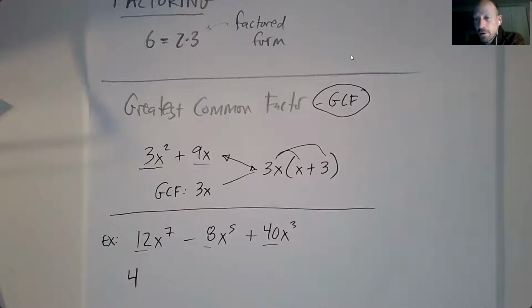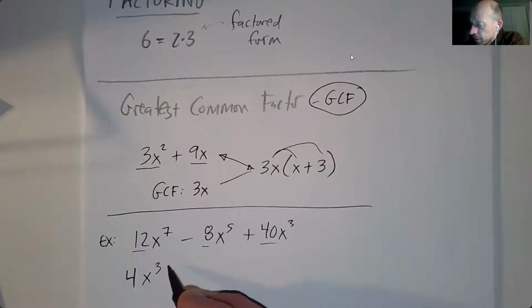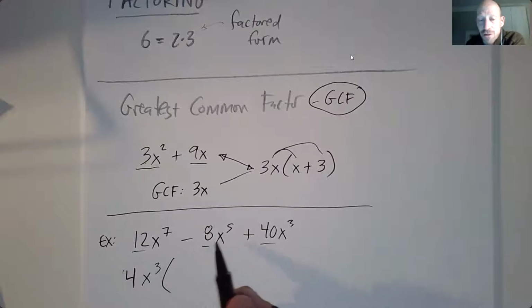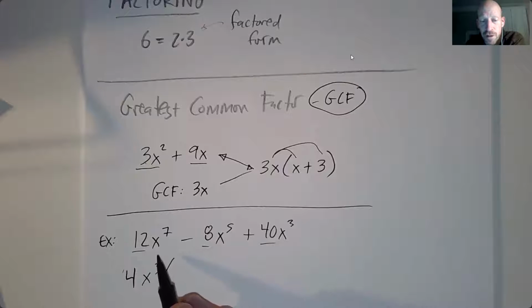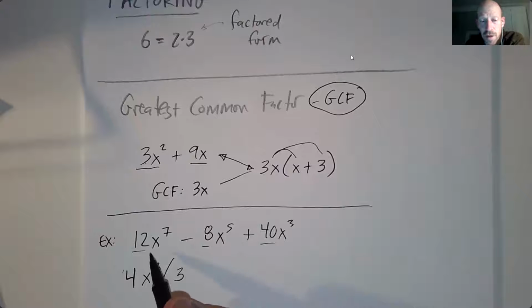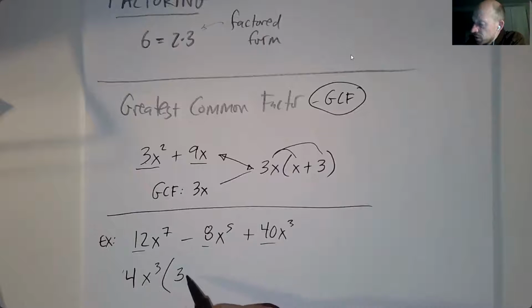So I'm going to pull that out. And then when I look at the x's, they all have at least an x cubed, right? X to the 5th and an x to the 7th. So I can pull out an x cubed. And then whatever is left, I'm imagining I'm going to distribute this back through, and it better give me what I started with. So in order to get a 12, this has got to be a 3. And in order to get x to the 7th, I need an x to the 4th.